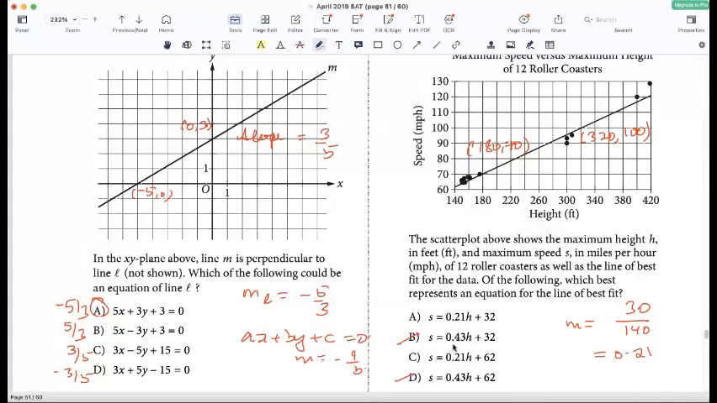Now the y-intercept, it seems to be 62 when x is 140, right? So 140 is 62. So the y-intercept would obviously be when x is 0. So this is, let's say this is the y-axis. So it would have to be less than 62, right? So it would be 32. So the answer is A.